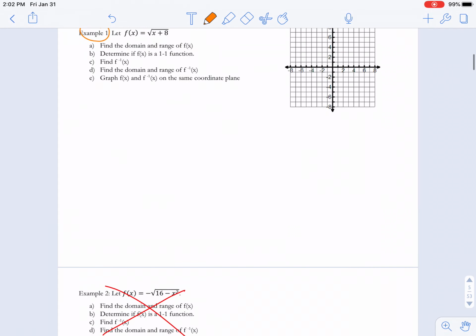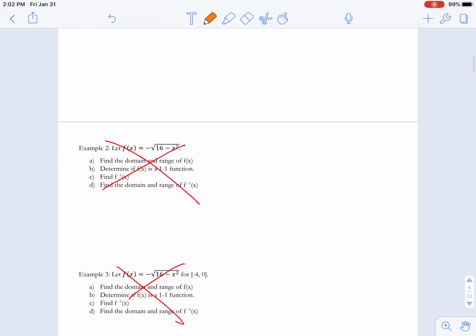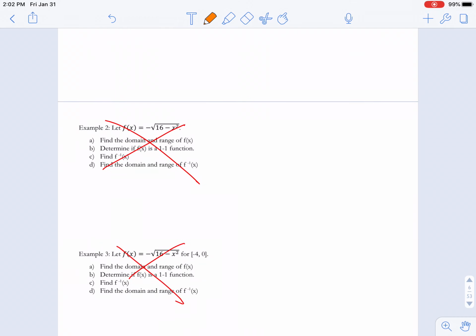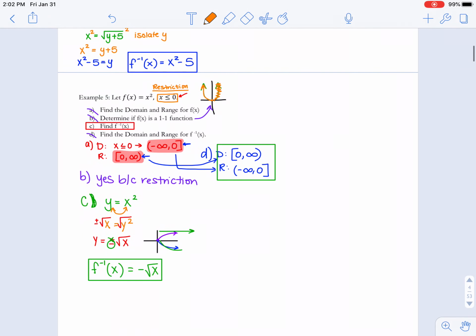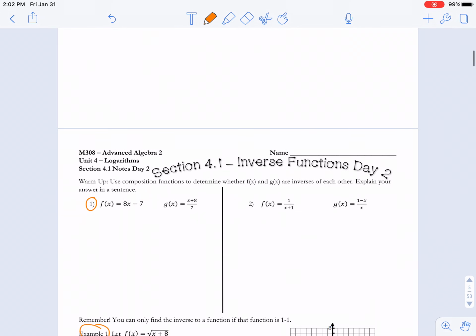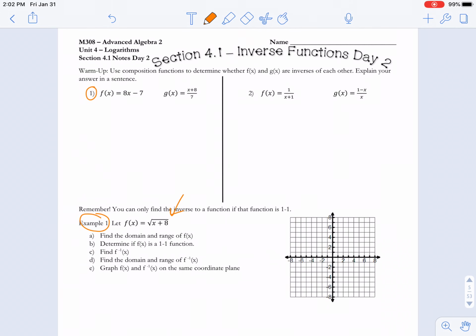Now, example 2, I know you guys are going to copy those down in your notes. That one's a little bit tough, and when I looked at your assessments, the ones that you're going to be tested on are going to be closer to something like example 5, where you have a quadratic that's been restricted, or example 1, like we're going to do here with a square root, and then also potentially one with an exponential or a logarithm, but those are ones that you guys have not learned about yet. So let's just stick to warm-up number 1 and example 1 to keep this as quick as possible for you guys.